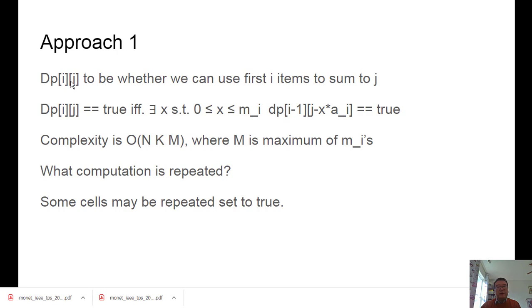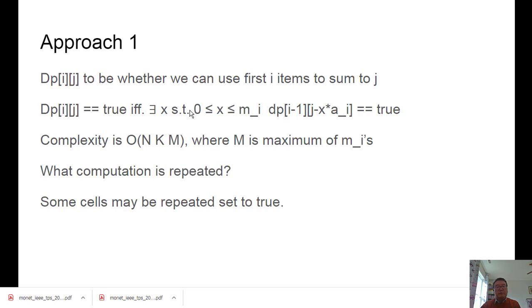So if we define dp[i][j] to be whether we can use the first i items to sum up to j, then dp[i][j] would be true if and only if there exists x, the number of the ith item we're going to use. So x can be as small as 0 and as large as m_i, the number of a_i's, and dp[i-1][j - x times a_i] is true. So if we can find such x, then dp[i][j] should be true. If we cannot, then dp[i][j] should be false.